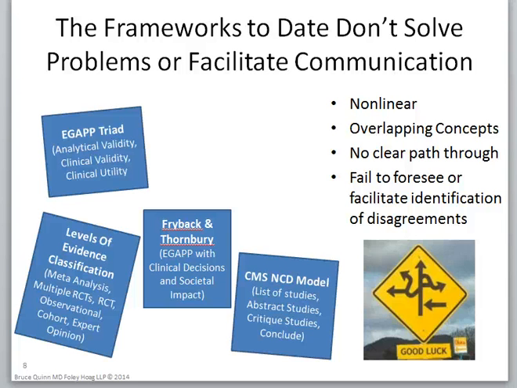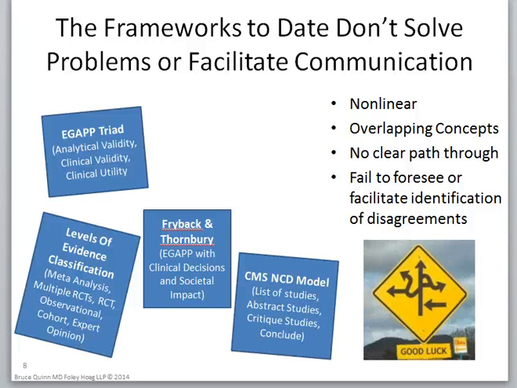The Fryback and Thornbury hierarchy of 6 or 7 levels starts with the technical accuracy of diagnostic tests such as imaging and moves upward to whether it changes diagnosis, impacts decision making, changes therapy, changes the patient's outcome, and what's its total health benefits for society. It's similar to the EGAPP triad, but goes a little higher and lower.